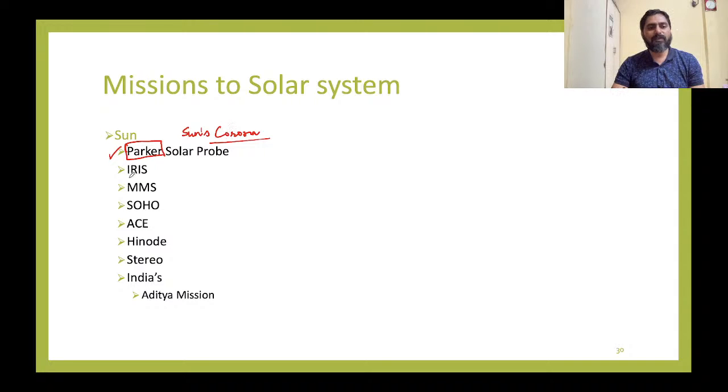There were earlier missions like IRIS, MMS, and SOHO. They are not very important from the exam point of view, but we will see SOHO and MMS briefly. These are some of the older missions, along with ACE, Hinode, and STEREO. India's mission is the Aditya mission. Earlier it was just called Aditya, but now we have added a suffix, Aditya L1 mission. It will be sent to the Lagrange point L1.